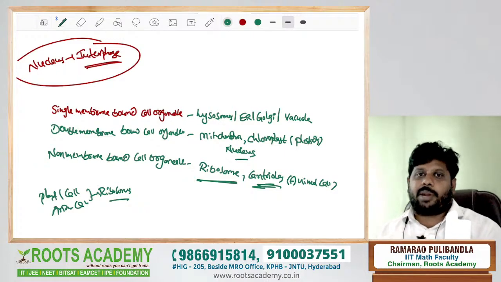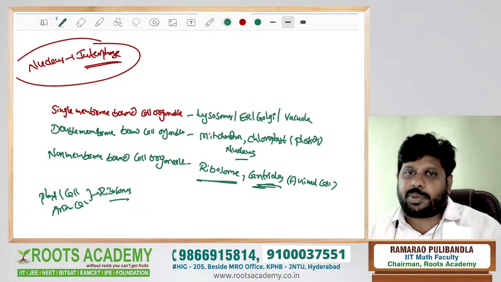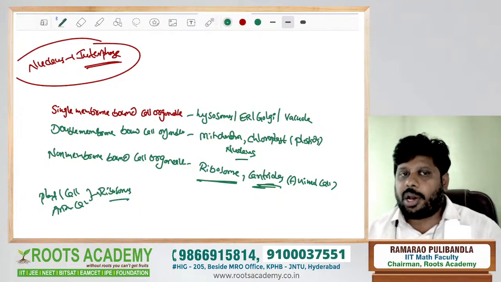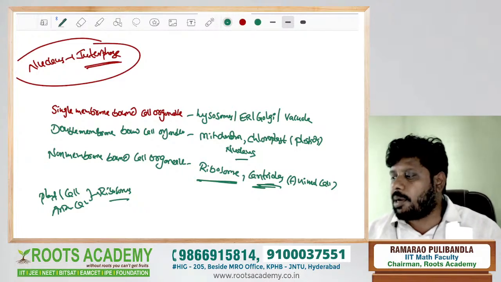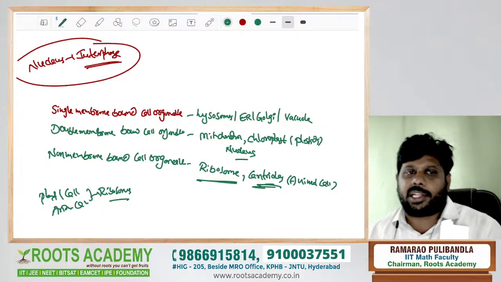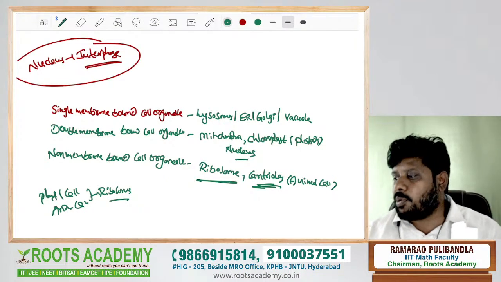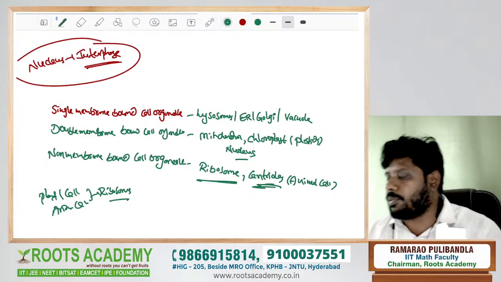So single membrane bound cell organelles: lysosome, endoplasmic reticulum, Golgi and vacuole. Double membrane bound cell organelles: mitochondria, chloroplast, nucleus. Chloroplast is an example of plastid. And non-membrane bound cell organelle examples are ribosome and centrioles, we say.